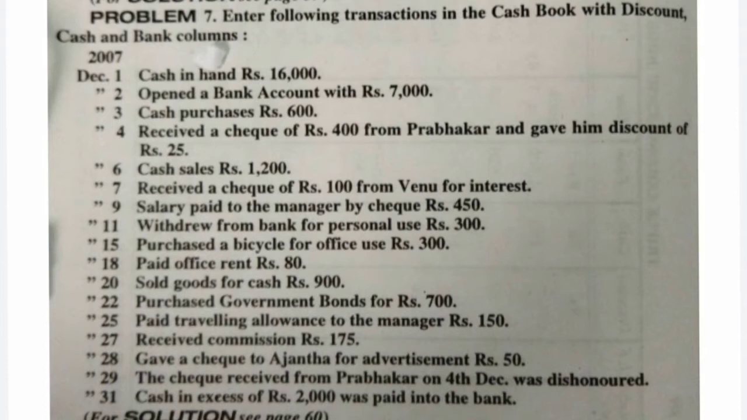And the next one is cash in excess of rupees 2000 was paid into the bank. In yesterday's class I also told you, whatever is in excess of rupees 2000 you need to deposit into the bank. I think we did problem number 2 like this. Finally, you need to total the discount columns first, balance the bank column and balance the cash column. If you balance the cash column, you carry forward only rupees 2000 from the cash column to the next month.